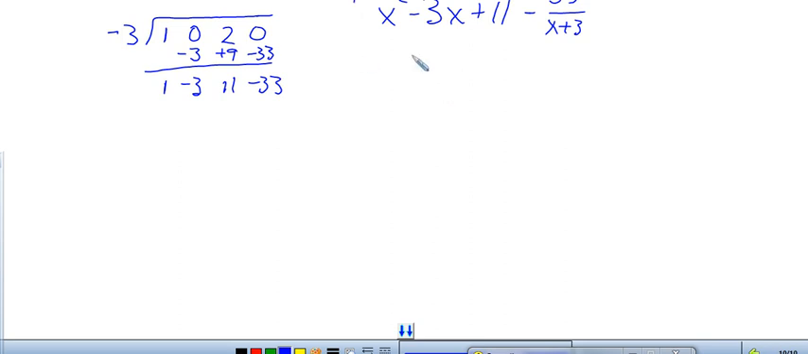That's it. Whole lot quicker, whole lot simpler than having to do long division. The only thing is you're restricted to having to have a 1x. You can't do it if there's a coefficient other than 1 on the x.